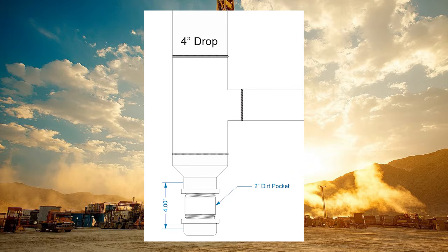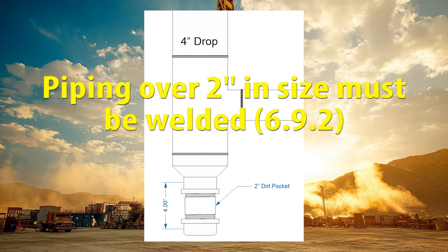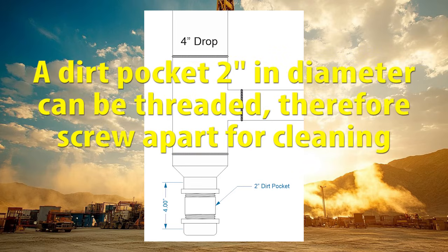Once again, if we put ourselves into the industrial setting where our drops coming down are fairly large, the biggest diameter of drip pocket or dirt pocket that we want is 2 inches in size. The rationale for this is all gas pipe over 2 inches in size needs to be welded. Well, we don't want to have a welded dirt pocket because we can't take it apart to clean it. So if our dirt pocket is maximum 2 inches in size, it's threaded. We don't need to weld it and we can take it apart and clean it.